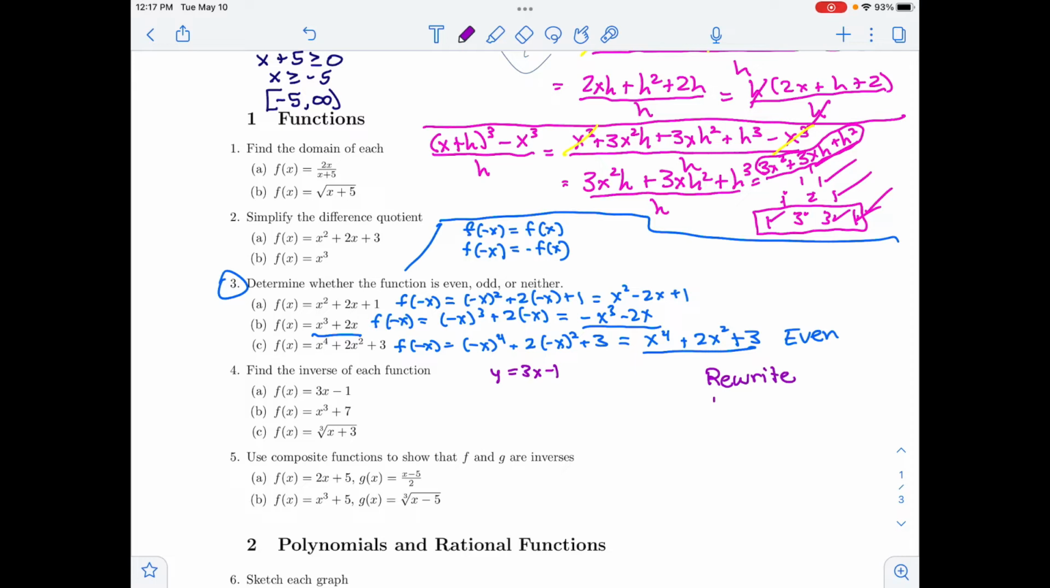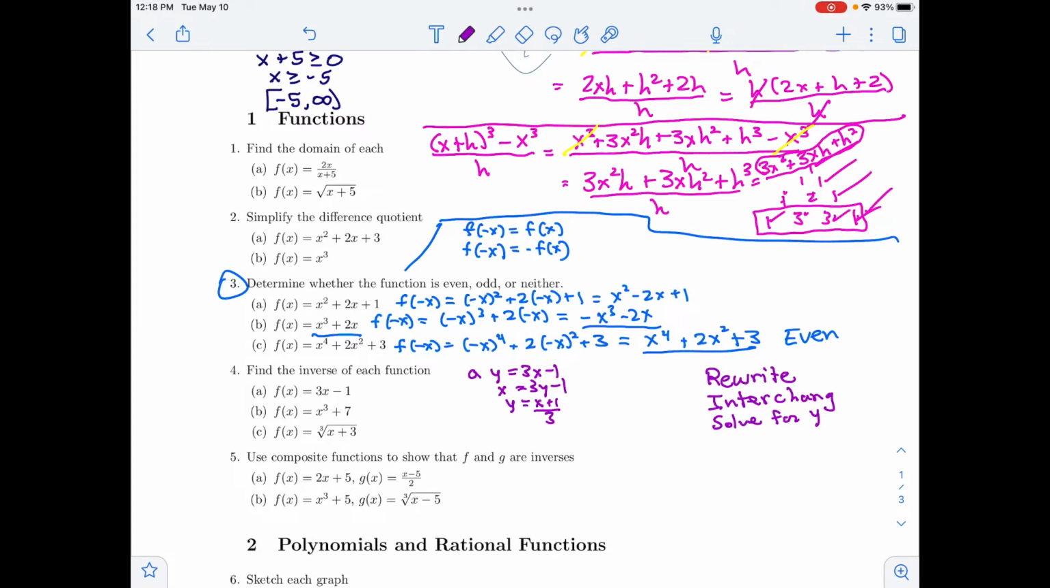Interchange variables. In other words, I replace the y with an x and the x with a y, and then you solve for y. See, right here we've established the inverse relationship, x equals 3y minus 1, but then we have to solve it for y, to get it back in the form where y is some function of x. So now we have y equals (x plus 1) over 3. And there's the inverse for that first one.